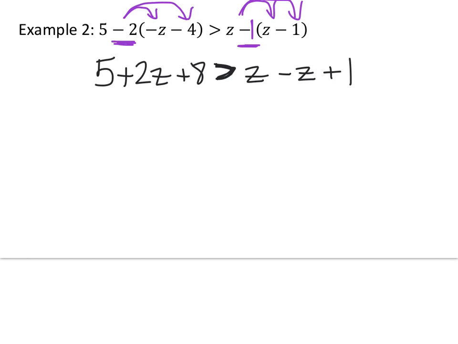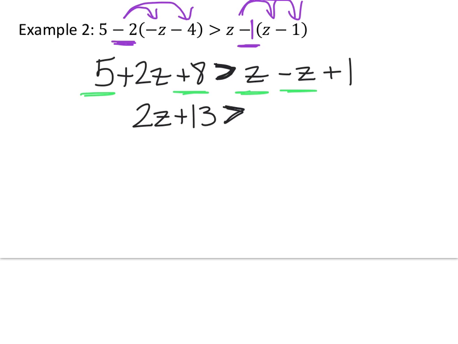Okay, now we're going to go ahead. I like to combine like terms at this point. So for example, over here I see I have a number and a number together. And over here I see I have some z's. So I'm going to add those together first. I have 5 plus 8. So 2z plus 5 plus 8 is 13.